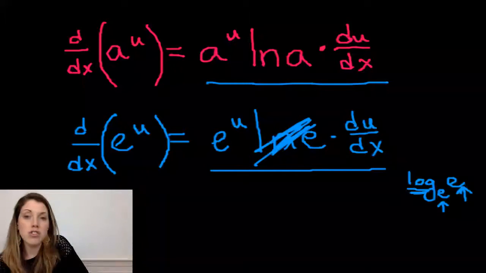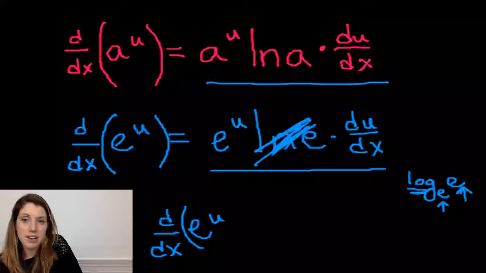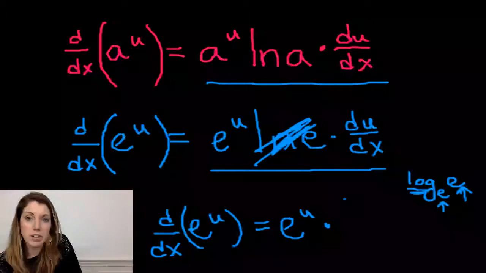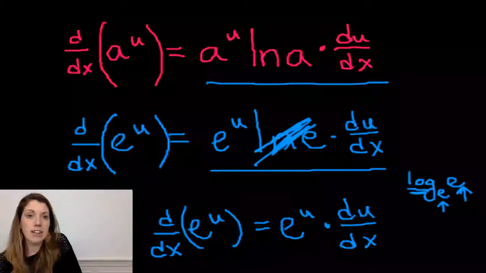So this actually is not important. Really, the derivative of e to the u, let's just rewrite it just for fun, is just e to the u du dx, whatever the inside function is. So here's why that's so exciting and awesome.